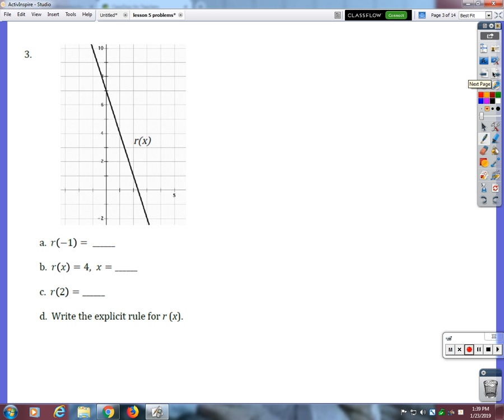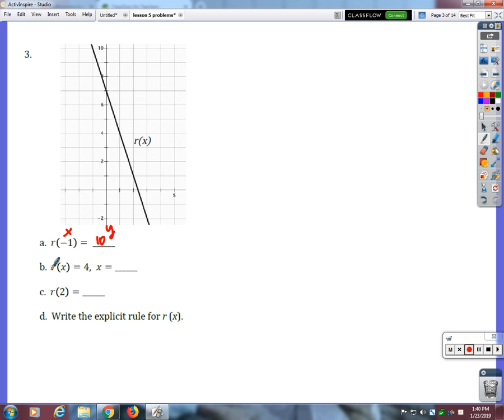Okay, so try this one, Nathaniel and Dylan and Weston. What is R of negative 1? In other words, when x equals negative 1, what is y? That's what it's saying. So you go over to x equals negative 1, this is the x, this is the y, you go up to the graph, and it's 10.